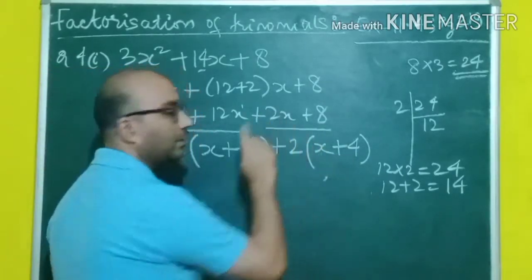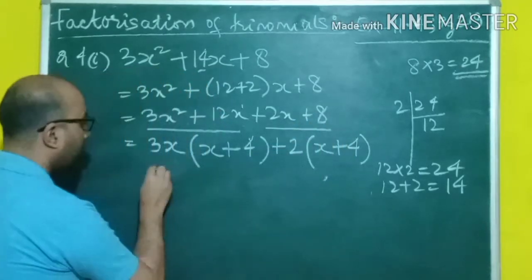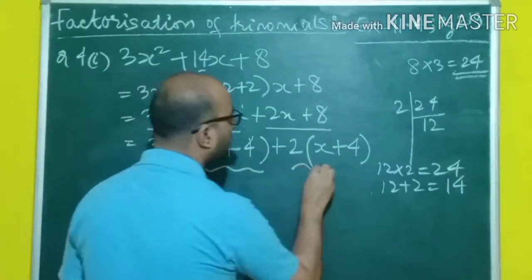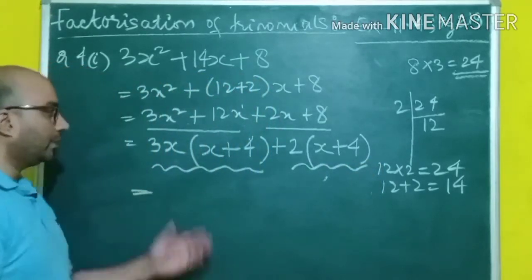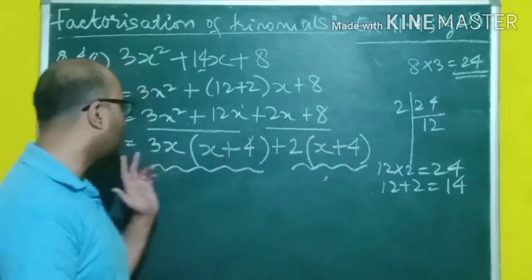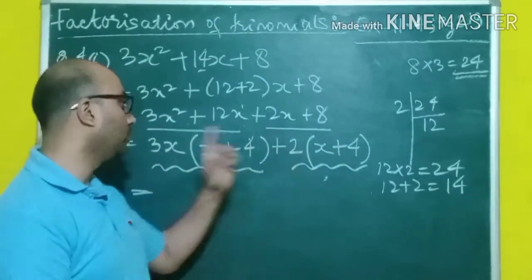Okay, now let us multiply the bracket and see whether we get back the same thing or not. So 2 into x will give us 2x, and 2 into 4 will give you 8. Okay, now again we group. This is our first group, this is our second group. Now it is quite clear from the grouping what our common factor is. 3, we don't have a 3 here. X, we don't have an x here. 2, we don't have a 2 here.